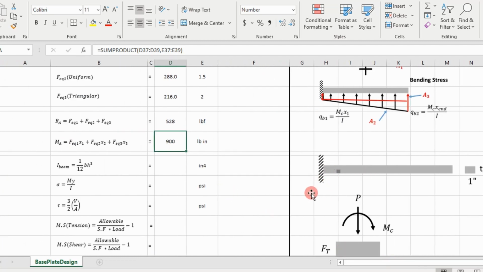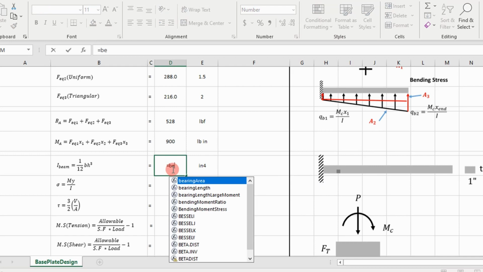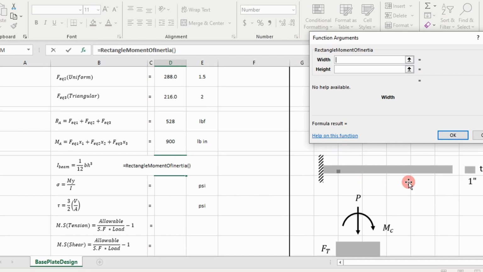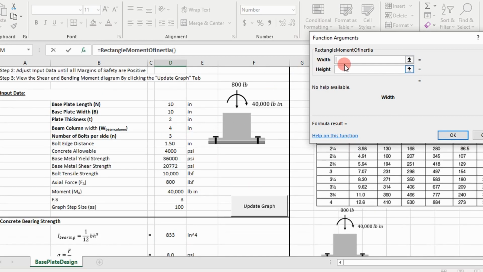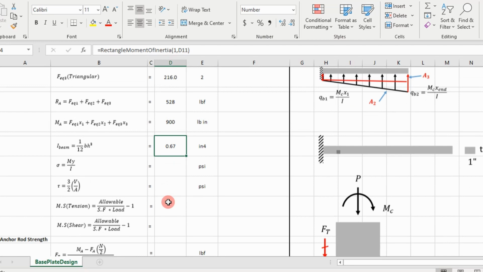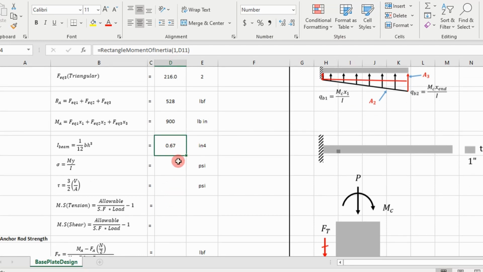So the first thing we want to do is calculate our bending moment of inertia of this beam. It's going to be the function we used earlier, rectangular moment of inertia. In this case, our width is going to be 1 inch as shown here, and our height is going to be our thickness. So width is 1, I'm just going to put that in, and then our height is up here in our input data, our thickness. So that's our bending moment of inertia of this beam.